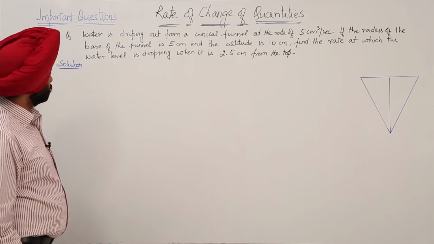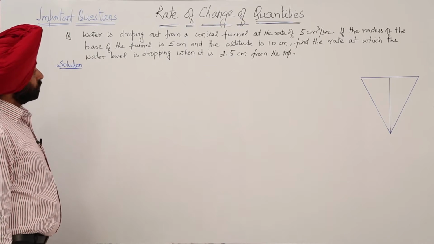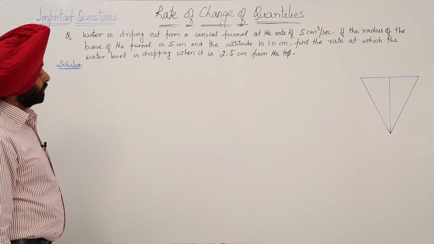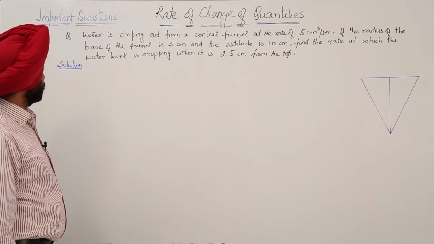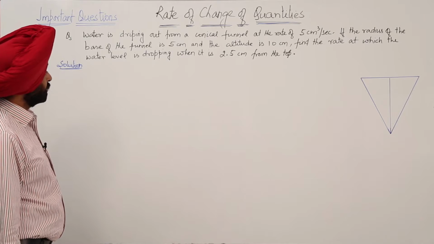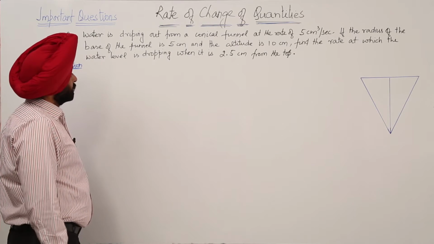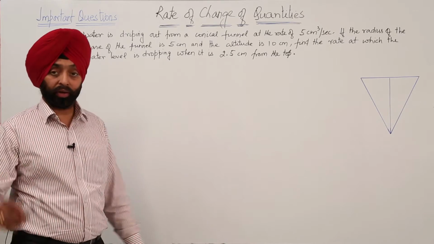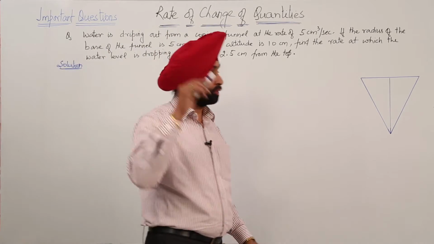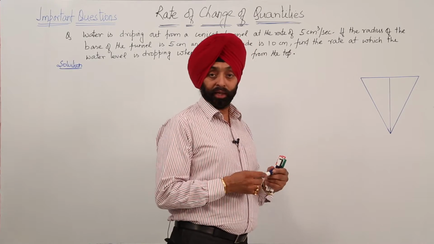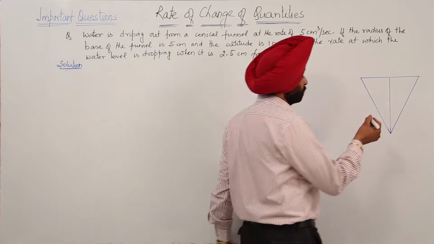A very important question. Water is dripping out from a conical funnel at the rate of 5 centimeter cube per second. If the radius of the base of the funnel is 5 centimeter and the altitude is 10 centimeter, find the rate at which the water level is dropping when it is 2.5 centimeter from the top. Okay, so I have made a diagram here. Now let's complete the diagram.